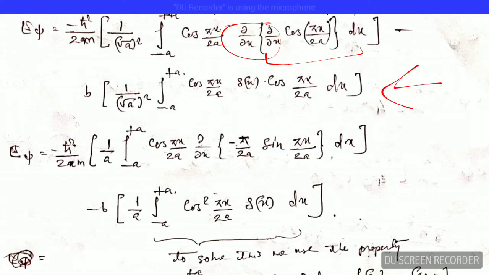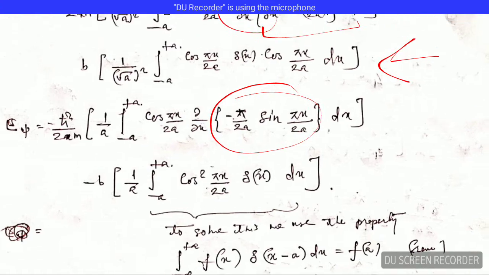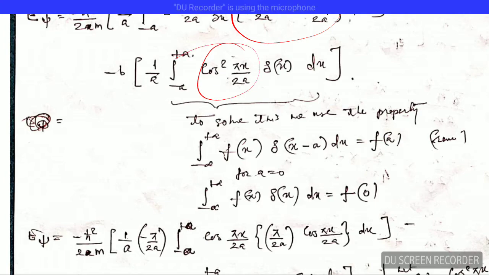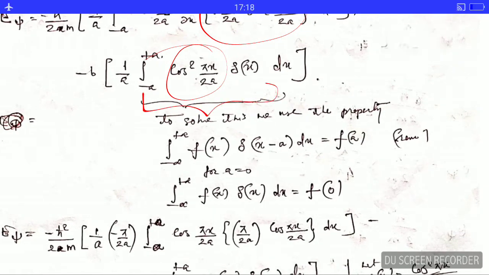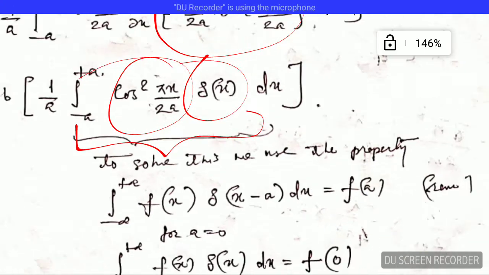In this step I have differentiated that part and I got this, and I have then multiplied this and this together and I got this. Now in order to solve this part, because this involves the Dirac delta function, it won't be easy to solve this integral directly.